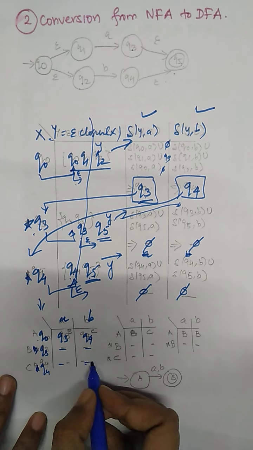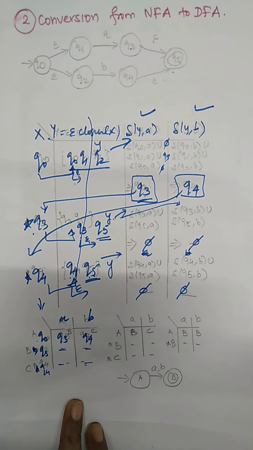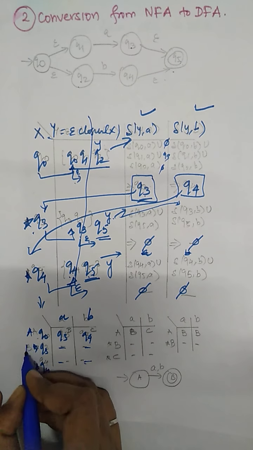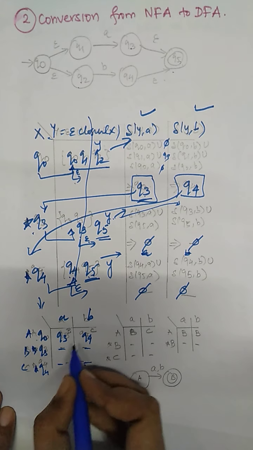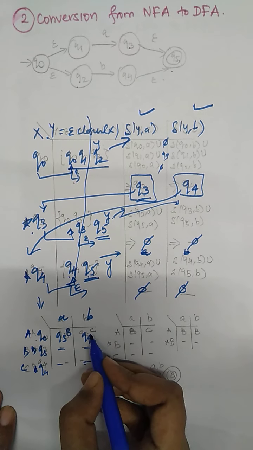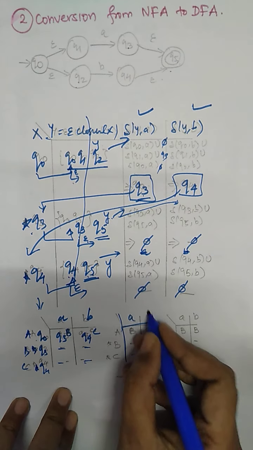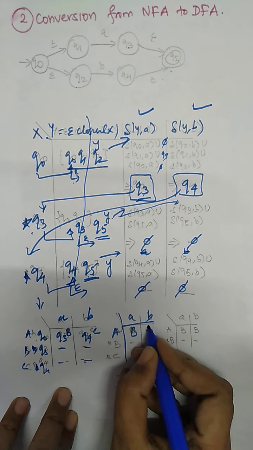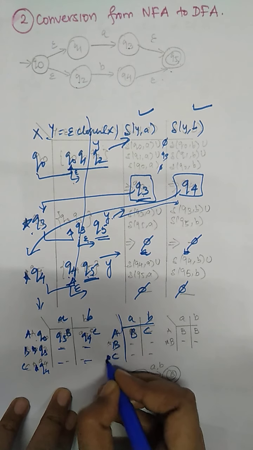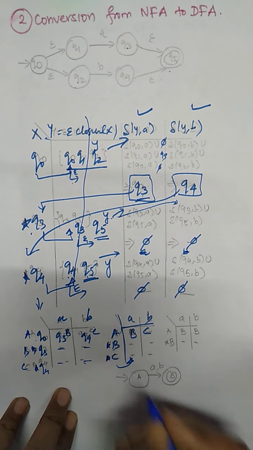Now what is the next step? We have to go for renaming. So rename it. So this is A, B and C. Wherever we have Q3 it will be B. Wherever we have Q4 it will be C. Now after rewriting, what are we going to get? We are going to get this table with A, B and C. Now we will go for reduction.